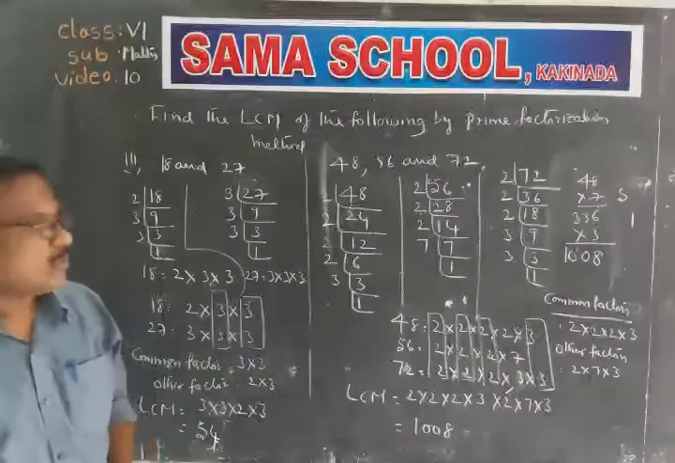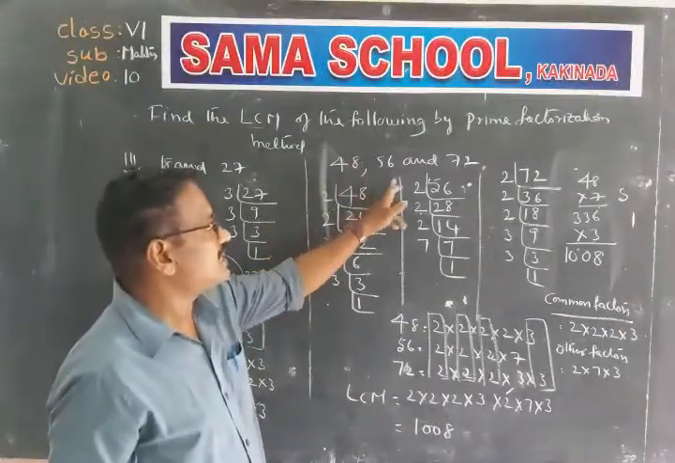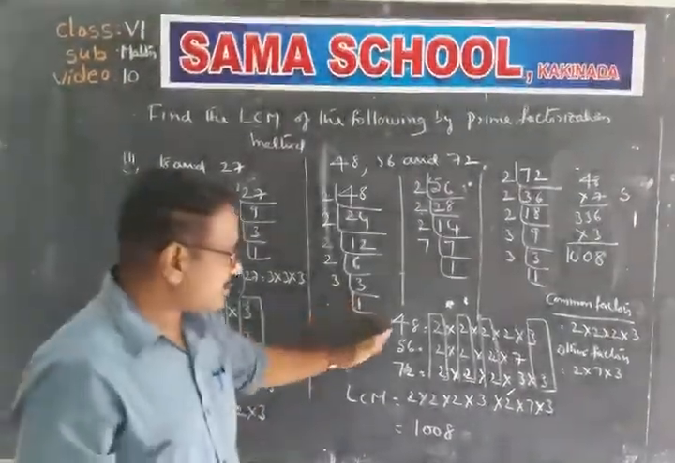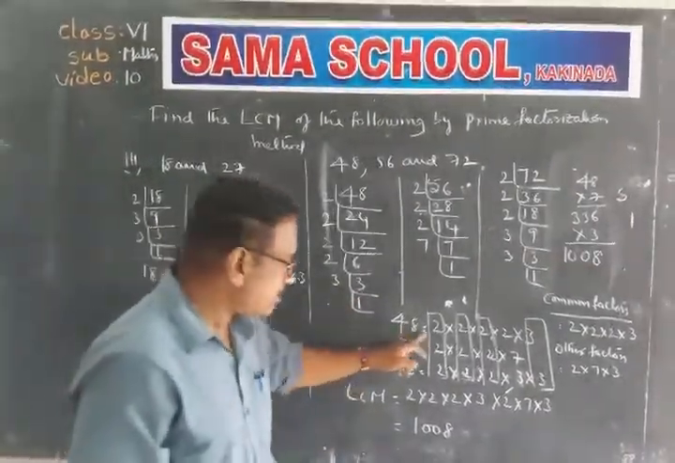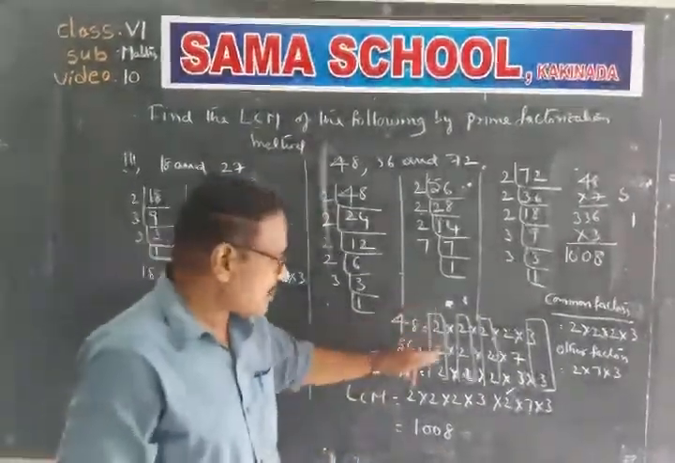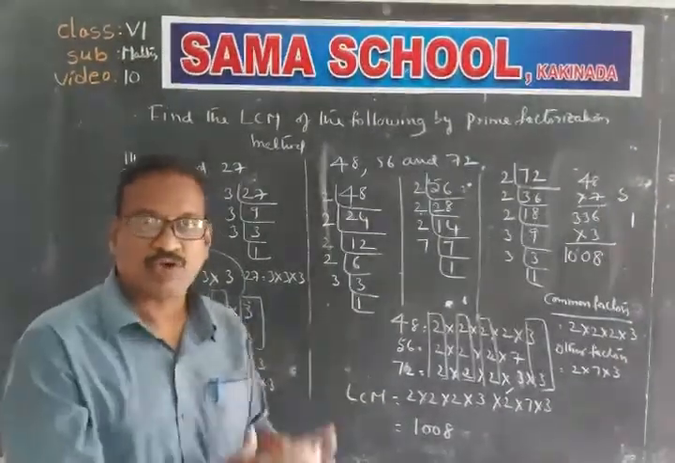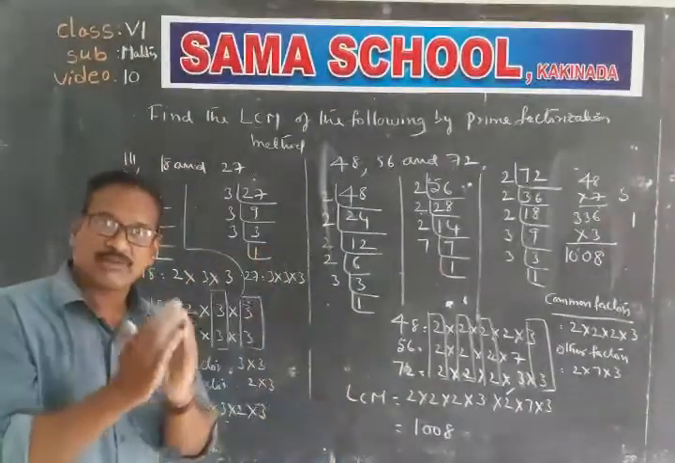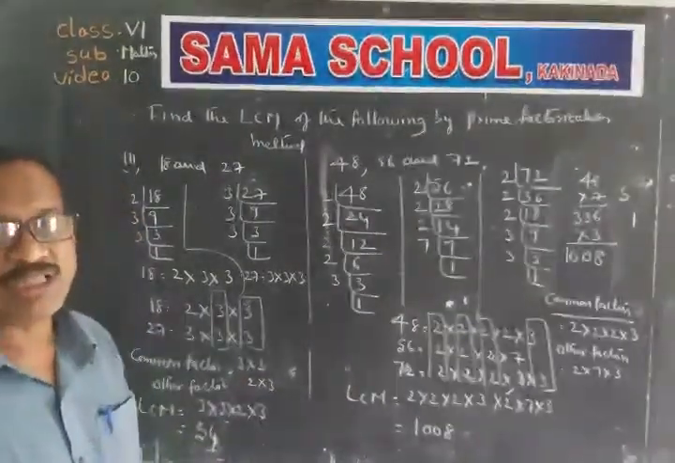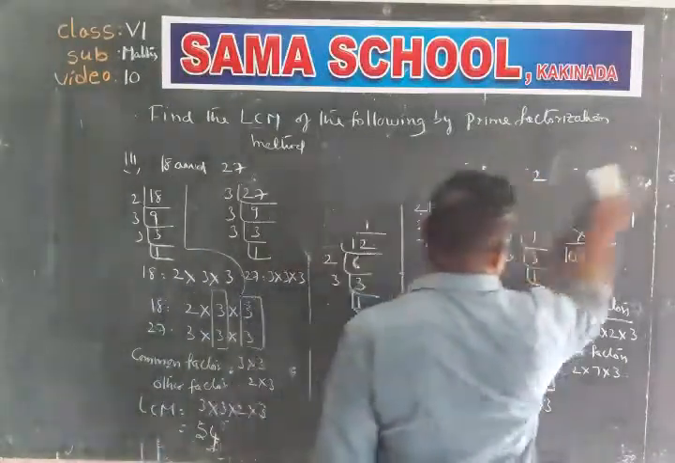Okay, now what would this number be, given the numbers 48, 56 and 72? You find the prime factorization. After prime factorization, you write the product of the prime factors. After that, you need to find the common factors and other factors. Now the LCM is equal to the product of the common factors and other factors. So what is the LCM? 1008. Okay, now another one.